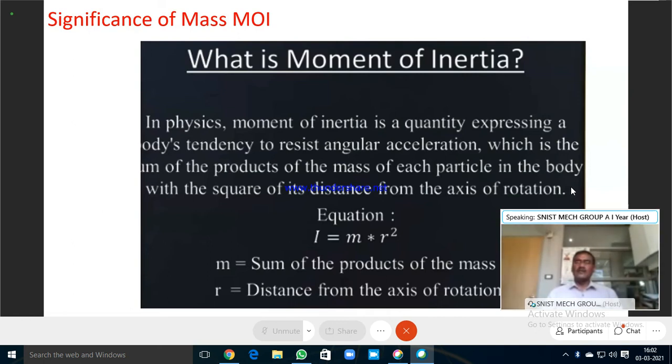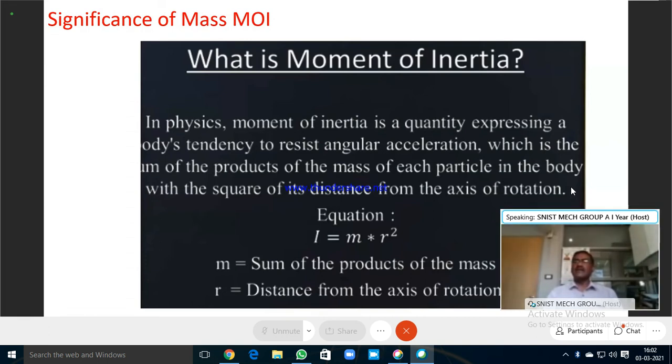And the magnitude of the mass moment of inertia is simply mr square, where m is the mass of the body, and r is the distance from the axis of rotation. Usually it is the radius of gyration. R is the radius of gyration, or it is called mean radius, you can say. Okay, please note down this. And I would like to show in the next slide how it is important in calculating various dynamic parameters.